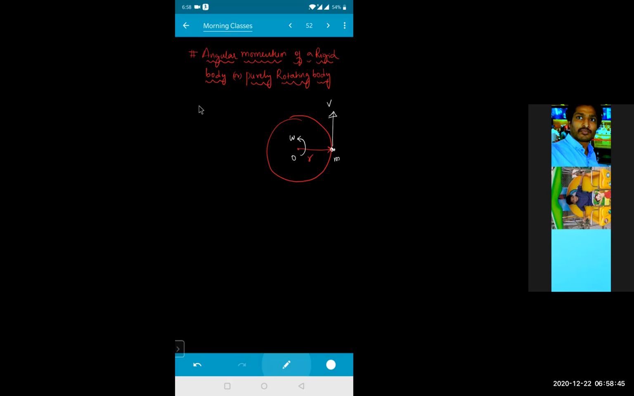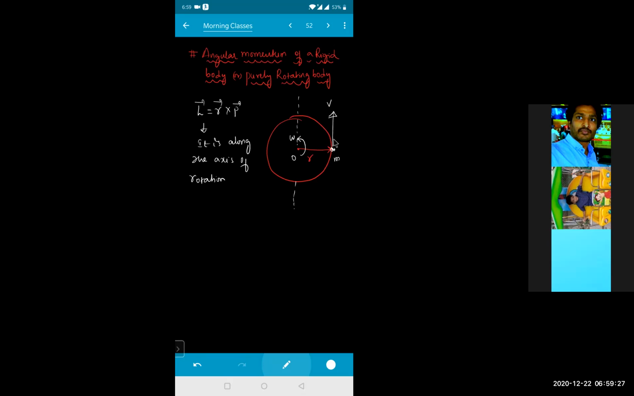So how do you write the angular momentum for this one? Angular momentum L bar is equal to r bar cross p bar. So what is the direction of L? L is always along the axis of your circle, along the axis of rotation. Angular momentum is along the axis of rotation of the particle.